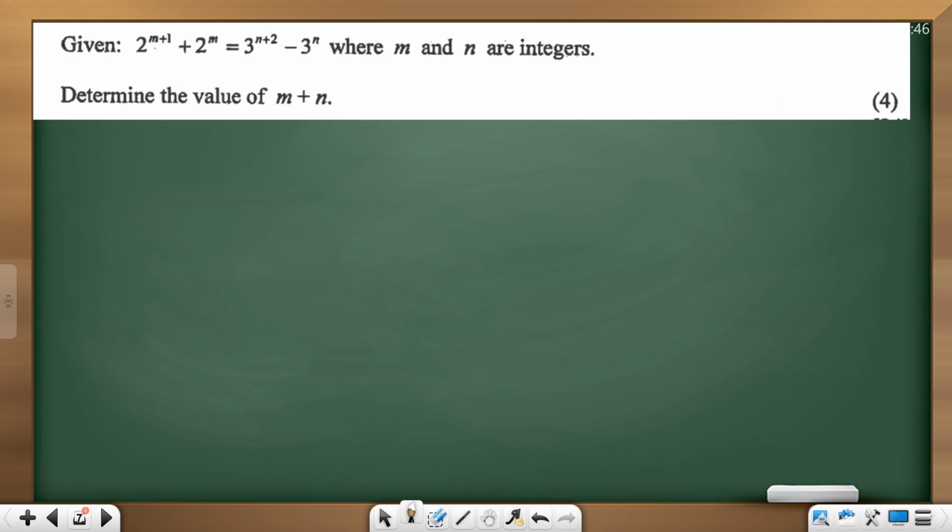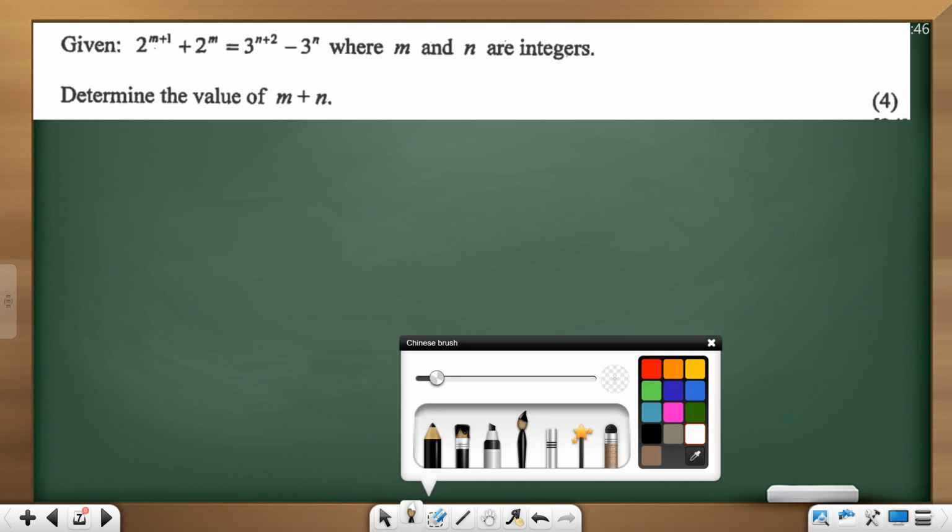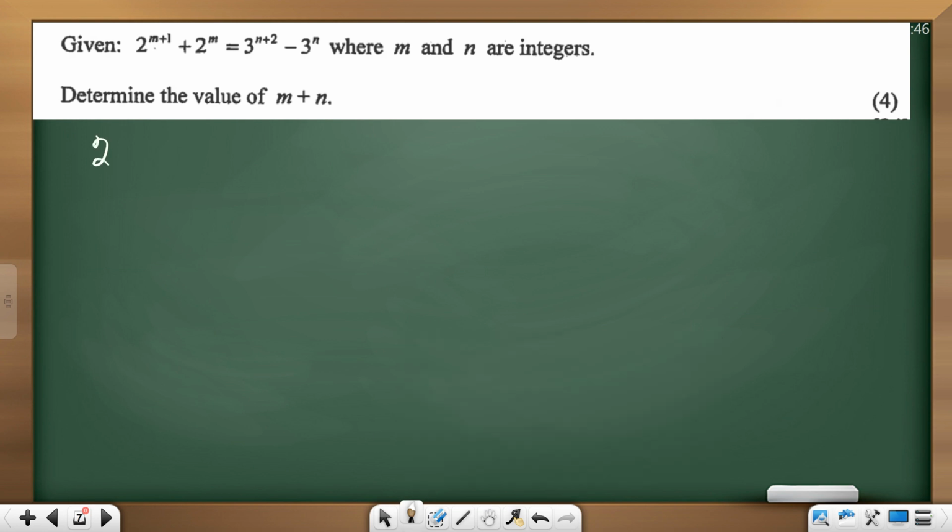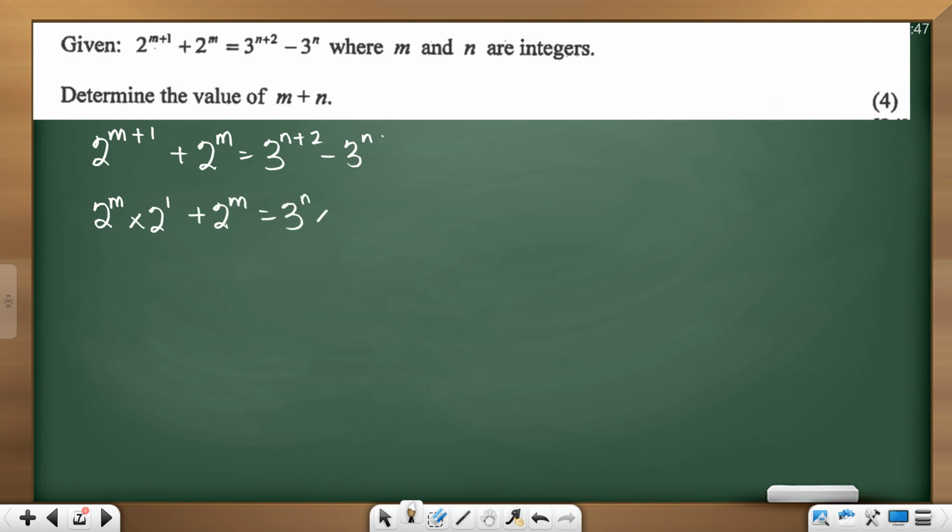Now, what I will have done here is to split it. 2 to the power m plus 1. Let me write the whole question out. Please, when you see this, you always split. So it's 2 to the power m times 2 to the power 1, using the laws of exponent but reversing it. This is 3 to the power n times 3 to the power 2.